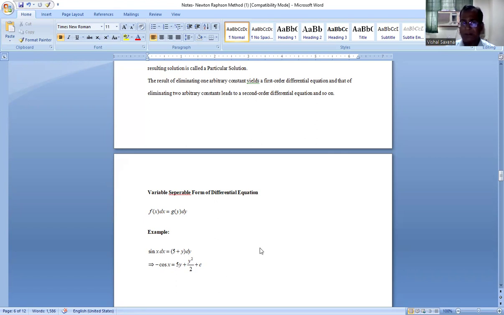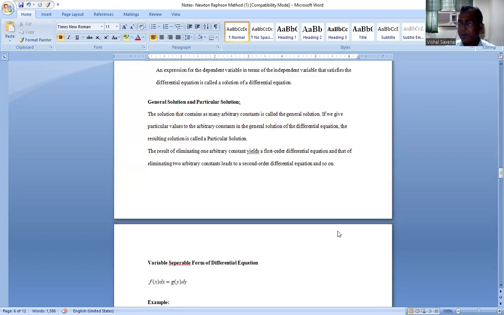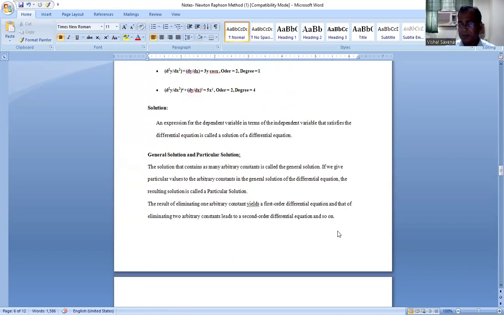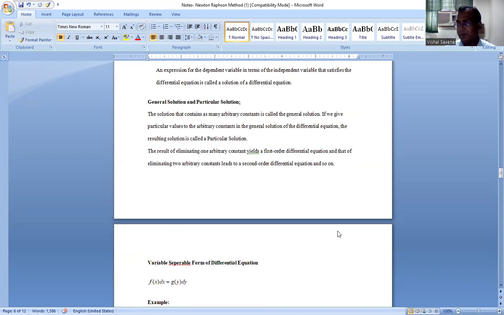So this is the first method to solve a differential equation. And in today's lecture, we have discussed the meaning of a differential equation, its order and degree, and its solution, like the meaning of general solution and particular solution, and one of the methods, that is called variable separable form.